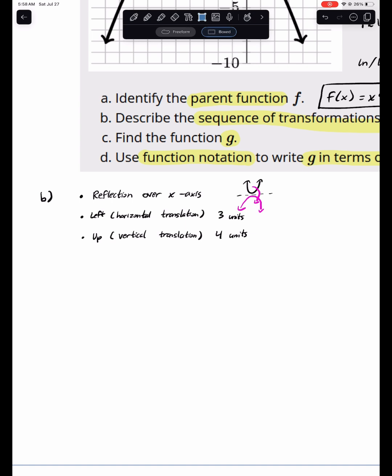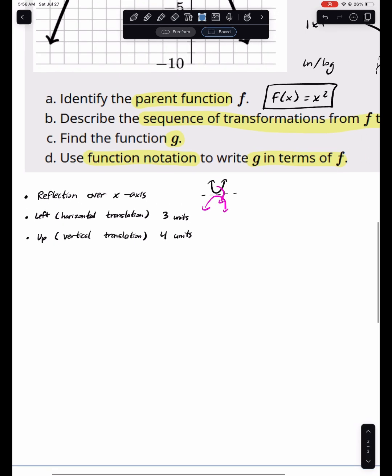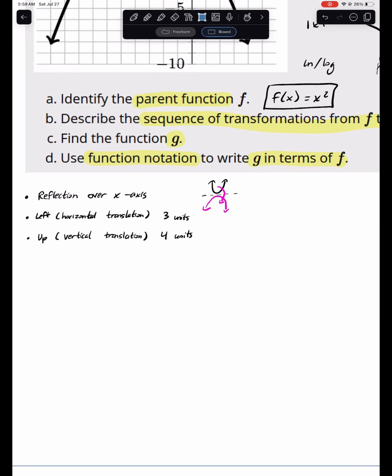So if you're using horizontal and vertical translation, note that if you're going to the left or going down, it's going to be a negative number. So this would be negative 3 units, and this gives you plus 4 units. Okay.